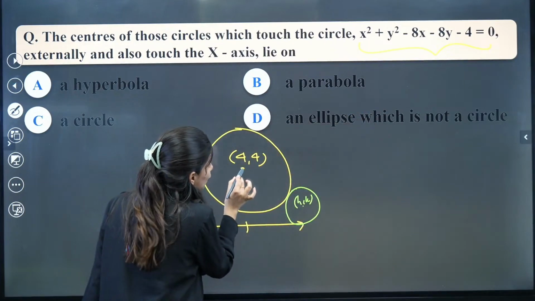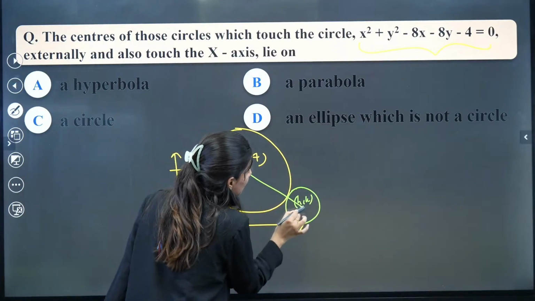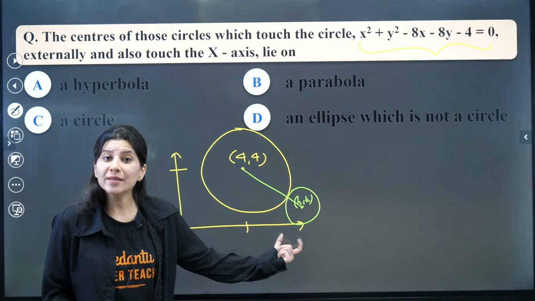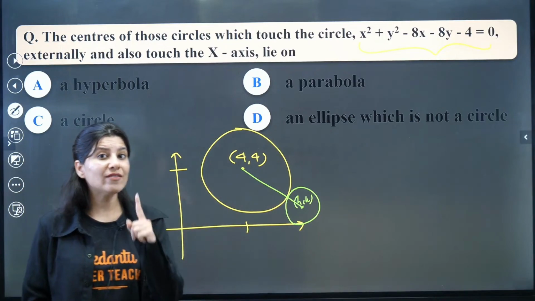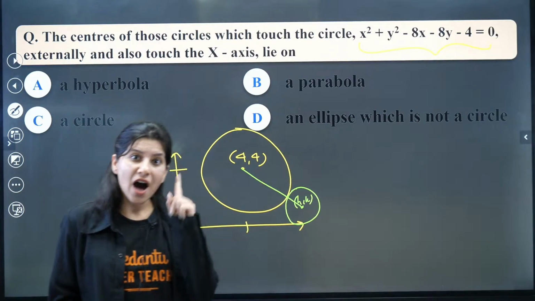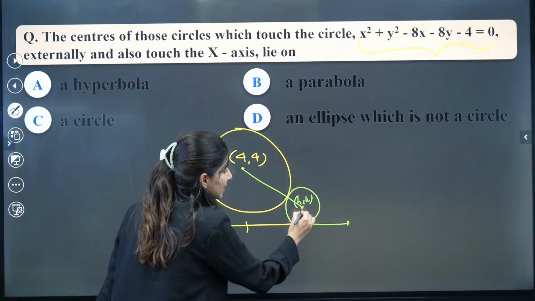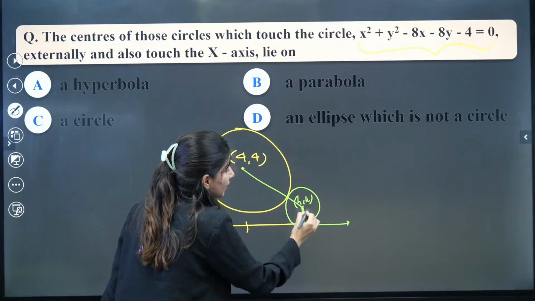Right? And if I join these 2 points, what will happen? Who is going to tell me? So if I join these 2 points, who is going to tell me the radius of the circle? You have attended my straight line session. I have told this concept. If a circle touches the x-axis, that means the y coordinate becomes the radius.